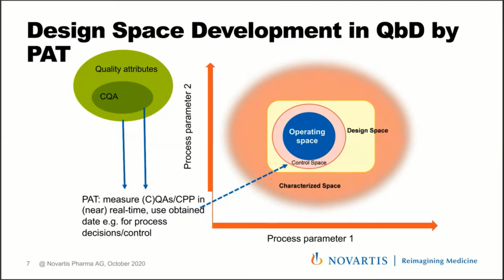With this approach, we assess the design space, and if we can measure the quality attributes in real time, the PAT tools can help us with that, and with that we can design the operating space and gain a basic understanding between the process parameters and the outputs, which are basically the quality attributes and performance indicators.